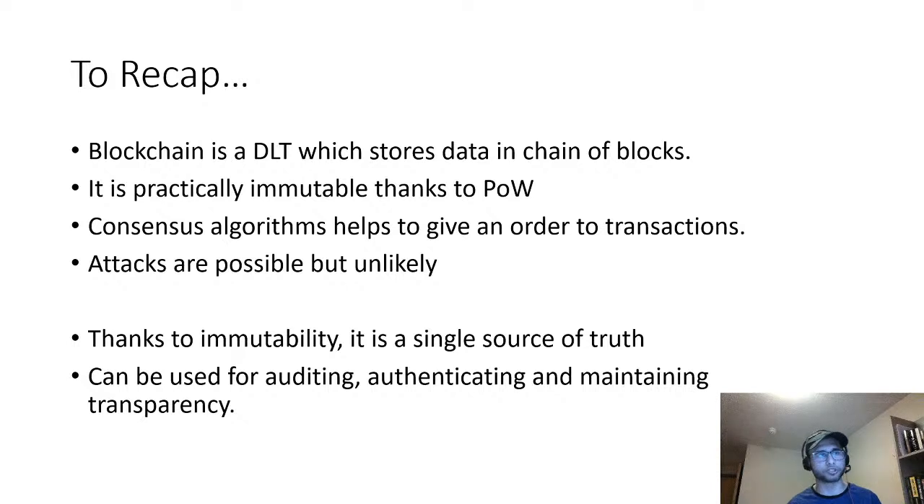Obviously, attacks are possible. All kinds of attacks are there, but they are unlikely thanks to the disincentivization mechanism. Thanks to immutability, blockchains are known as the best place to authenticate and maintain transparency and even conduct auditing, because once something is in a blockchain, and it has 6 blocks of transaction, you assume that you cannot change it, right?